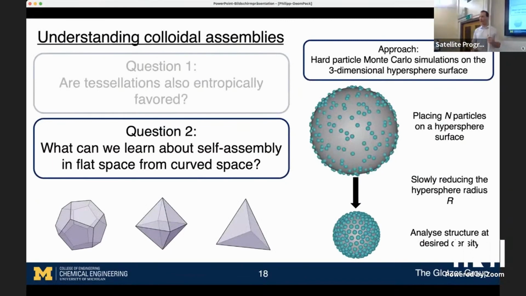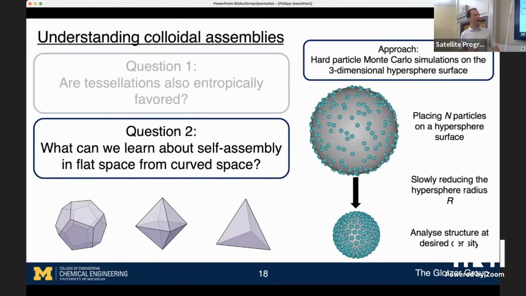Okay, this is pretty much the first part. So we now have a basis that we know, okay, these kinds of tessellations are also entropically very favorable. But what can we now learn from this in Euclidean space? So basically, what we want to do is use this as the basis and then slowly go into Euclidean space. And how do we do this?